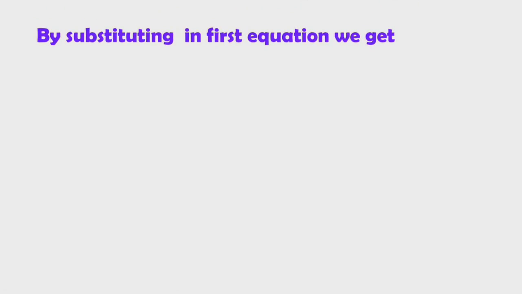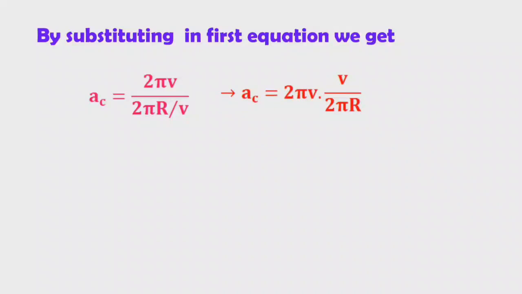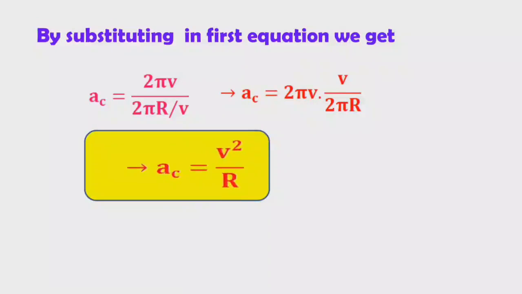By substituting in the first equation, we will get ac equals 2 pi v by T. In place of T, we can write 2 pi r by v. So what we will get? 2 pi r by v will be reversed. ac is equal to 2 pi v into v by 2 pi r. So 2 pi will be cancelled. v into v is equal to v square. So ac is equal to v square by r.